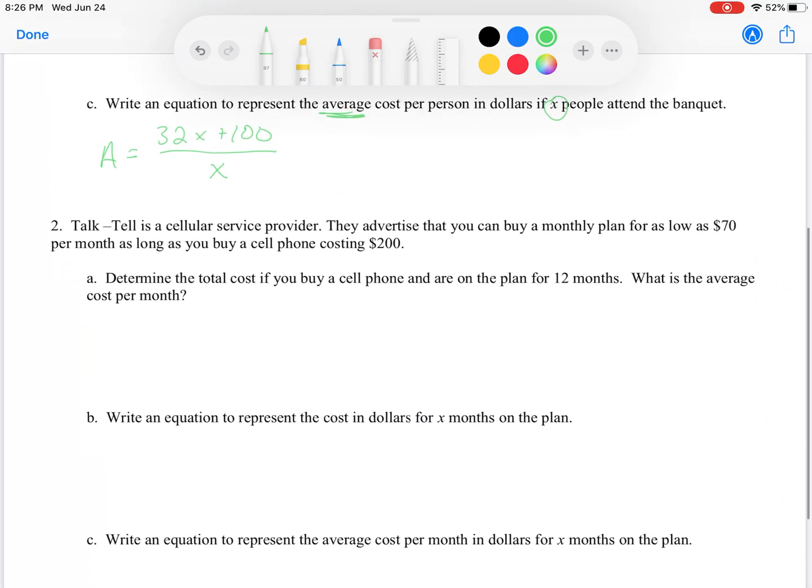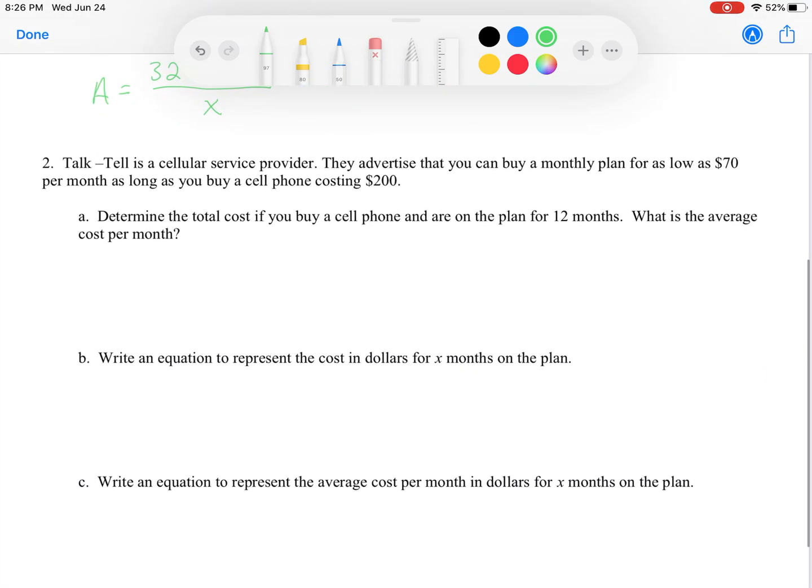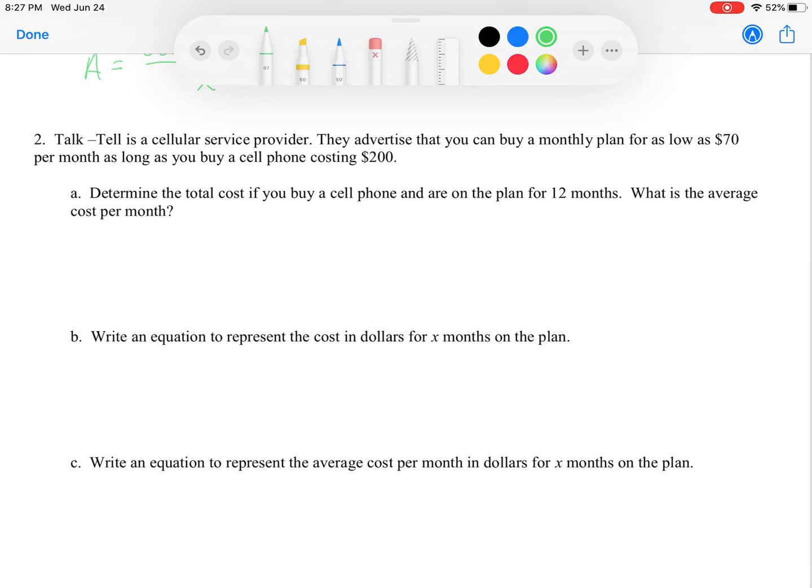Number 2. TalkTel is a cellular service provider. They advertise that you can buy a monthly plan for as low as $70 per month as long as you buy a cell phone costing $200. Again, we're going to do part A to help you do parts B and C. It says determine the total cost if you buy a cell phone and are on the plan for 12 months, and then what is the average cost per month? So we have two things again. We have a monthly plan of $70 per month, then we have a cell phone that costs $200.